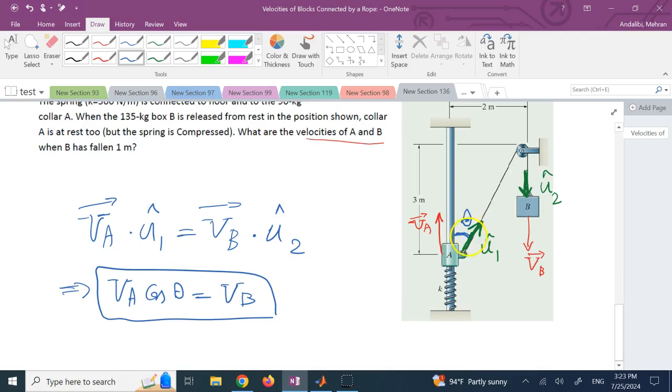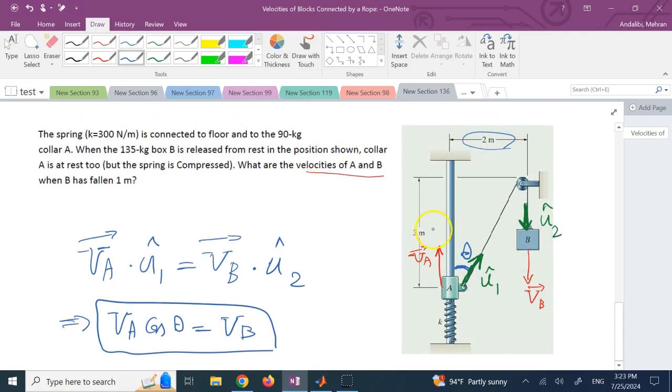Since this theta changes as block A goes up and B goes down, this distance of 2 meters stays the same, but this 3 is going to change. When your blocks go up, your angle gets bigger, and so the relation between VA and VB is not constant. It does change with the cosine of that angle.